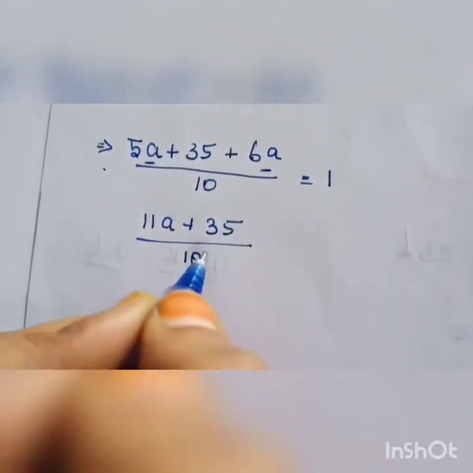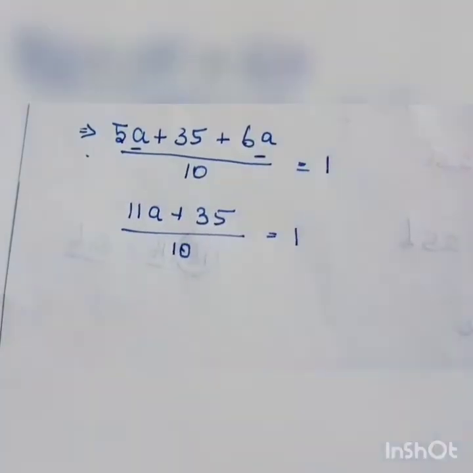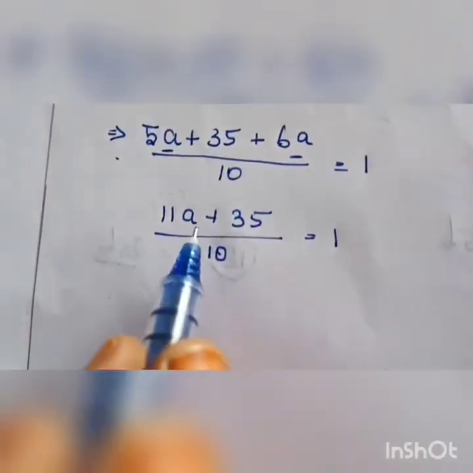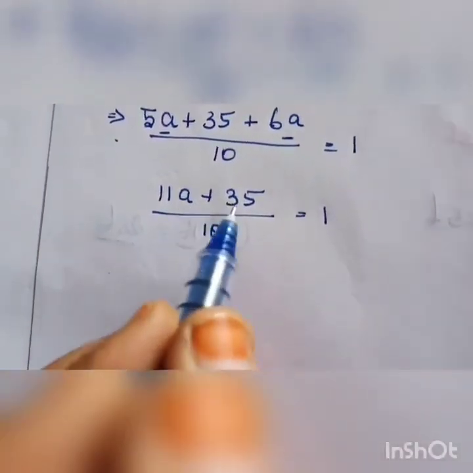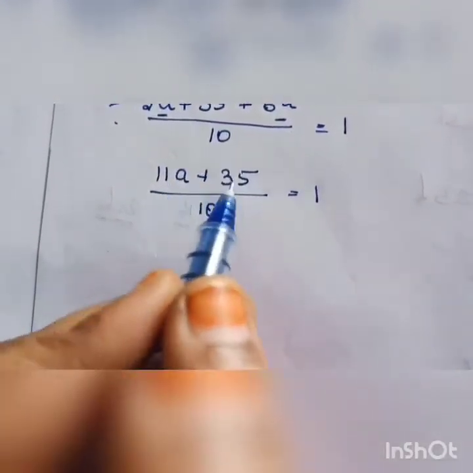So we can't add or subtract these two, isn't it? So equal to 1, as such you have to put. Okay, now we are not able to add these two because both are unlike. This is an a term and this is a constant term, so we can't add.